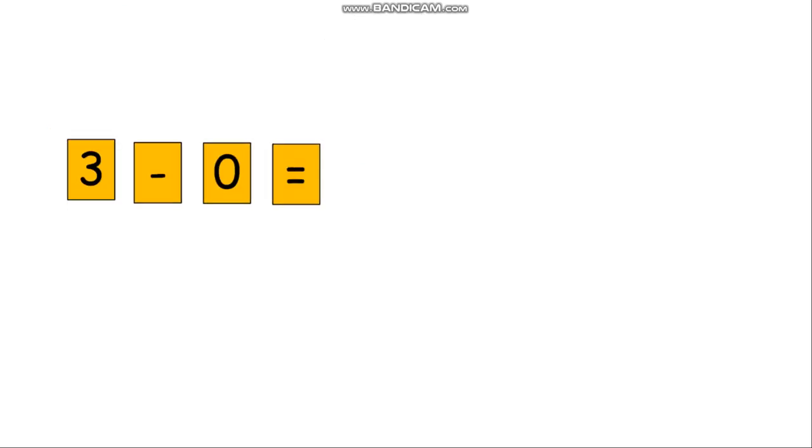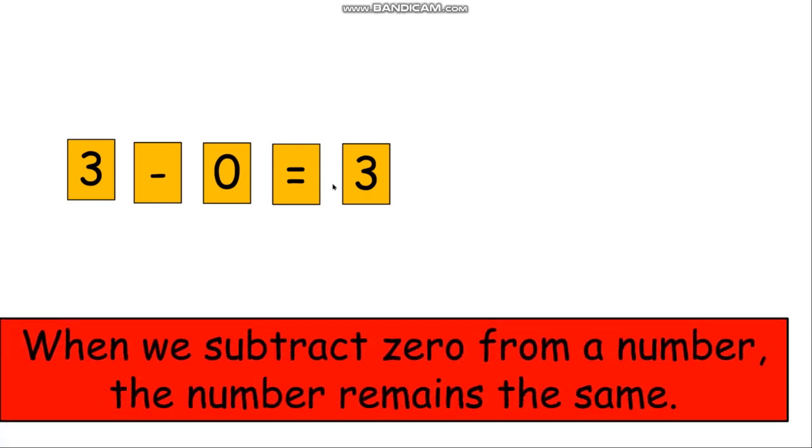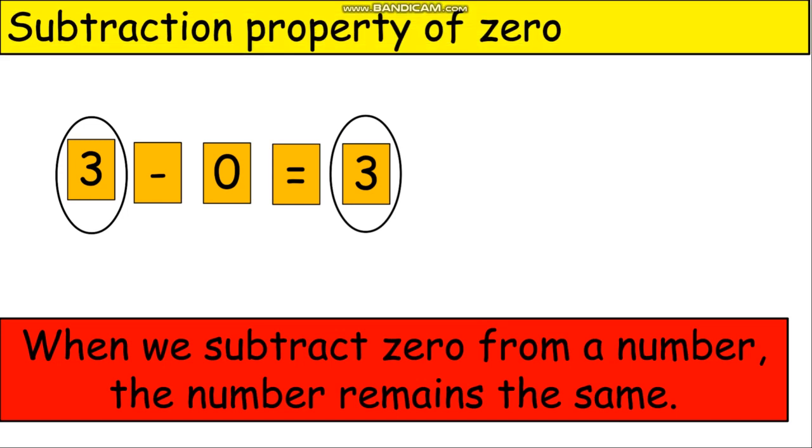Now we have seen 3 minus 0 equals 3. Now can you see the number on both the sides? Yes. मतलब हमने 0 से subtract किया, then too we have got the same number. Can you see? So I can say when we subtract 0 from a number, the number remains the same. यानी कि we get the same number. So this is called the subtraction property of 0. ठीक है? This you have to remember.